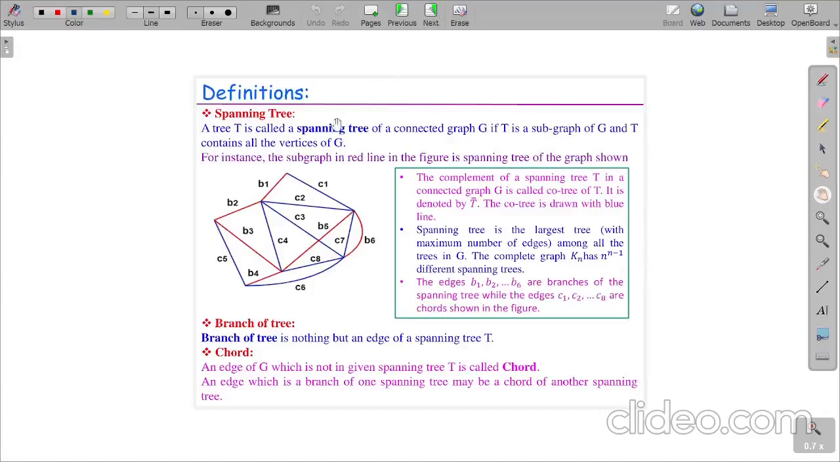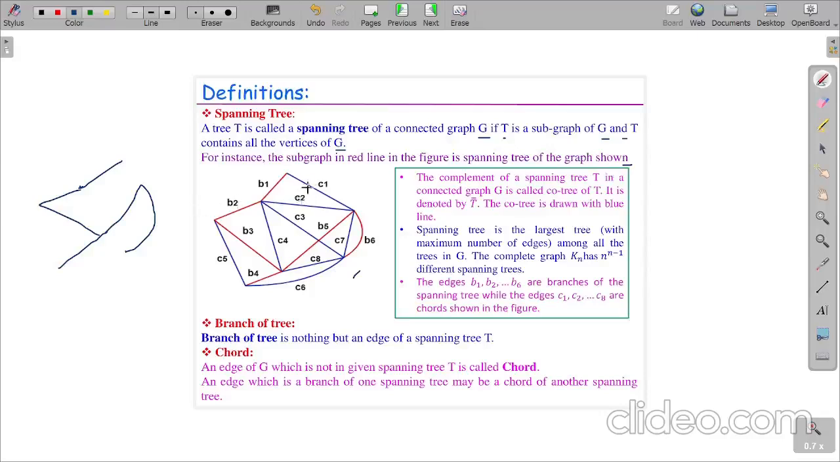Spanning tree definition. A tree T is called a spanning tree of a connected graph G if T is a subgraph of G and T contains all vertices of G. For instance, the subgraph in red line in the figure is a spanning tree of the graph shown below. Which is the spanning tree here? This part, this part, this part, this part, this part, and this part. This is the spanning tree.